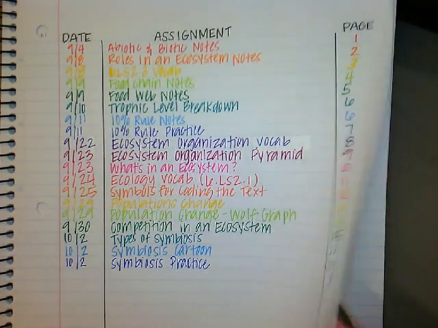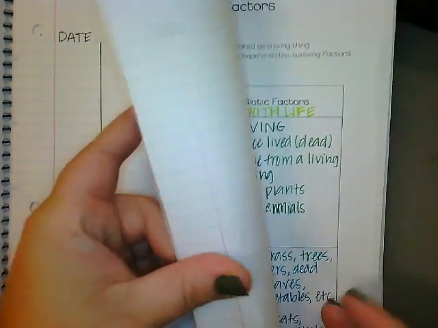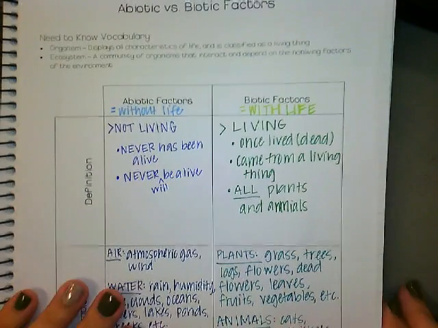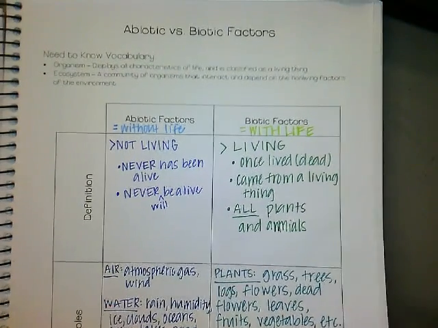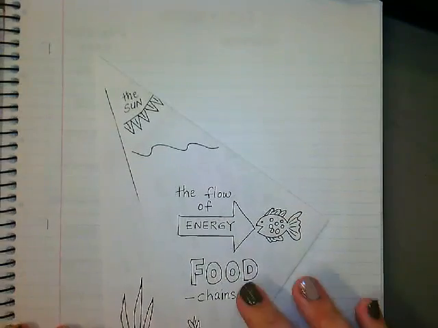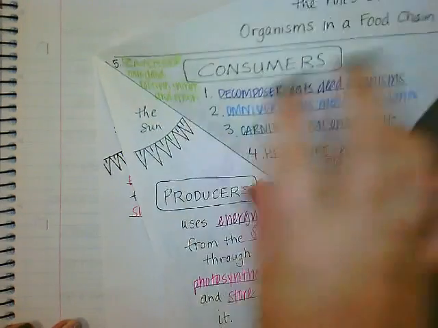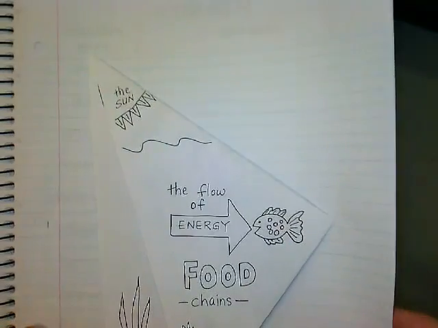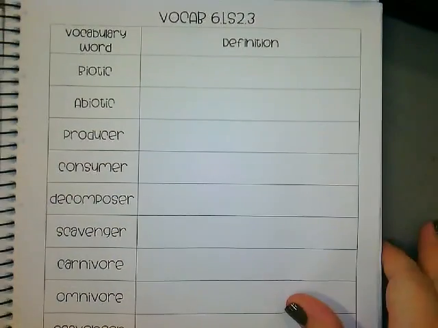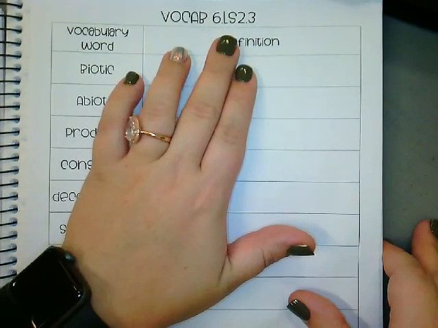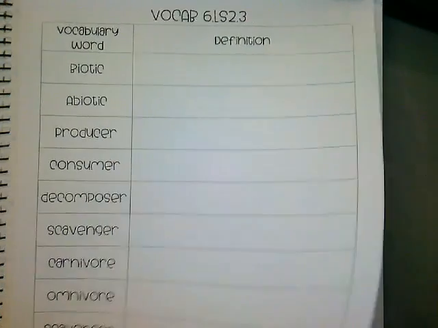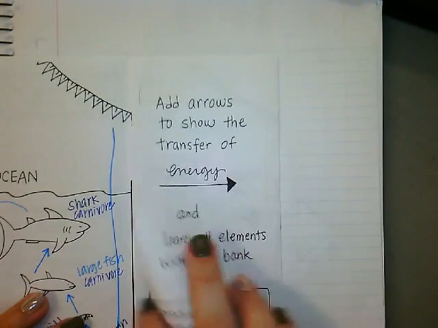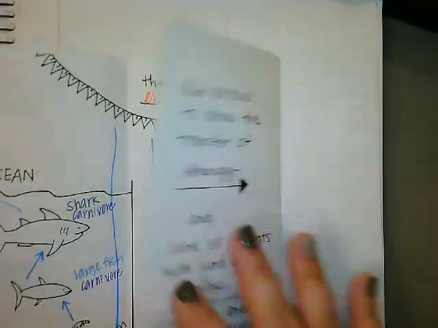So table of contents is that first page, and then you should have 3 blank table of contents pages right after it. This is page 1, abiotic factors. Page 2 should be this foldable that talks about producers and consumers. Page 3 would be 6LS 2.3 vocabulary. Page 4 is food chains. It's a trifold that kind of opens up.